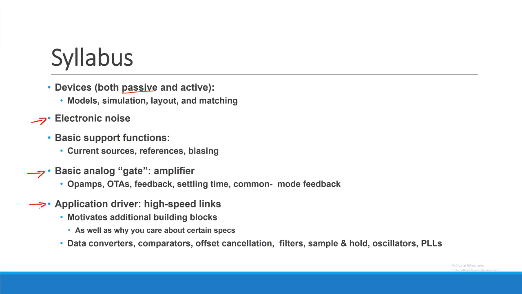Once we've done that, towards the end of the class, to give you a chance to exercise the material you've learned and understand how to come up with a design methodology in a new application, we'll spend some time looking at high-speed links, meaning interfaces between two digital chips. That'll motivate some additional building blocks as well as why we care about certain specs. It's just going to give us a driving example to exercise a lot of the material we've been talking about. And then if we have time, we'll talk about some other components that usually end up being critical in many of these analog mixed signal domains, but we'll see how things go and where we get to from that standpoint.